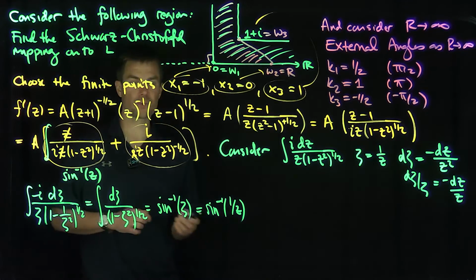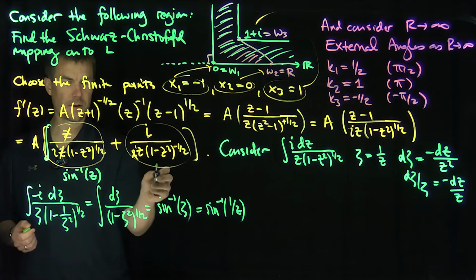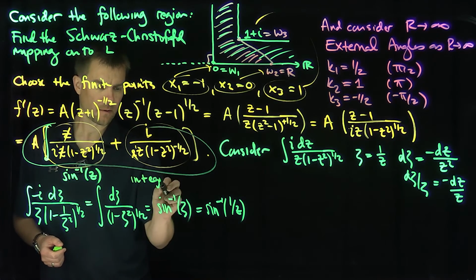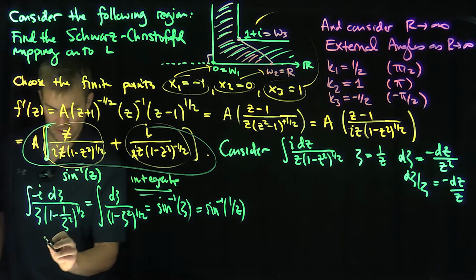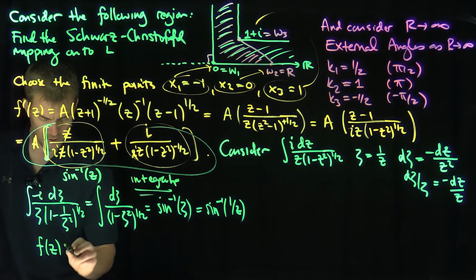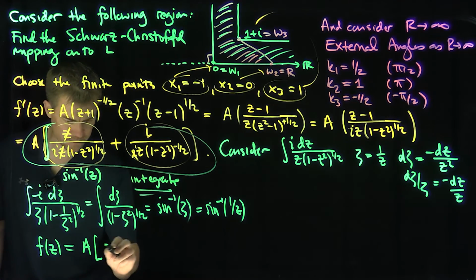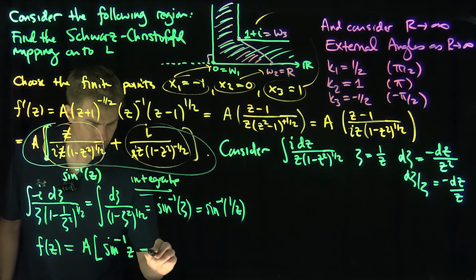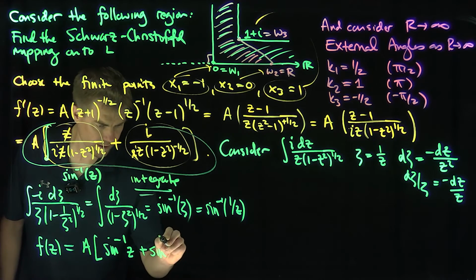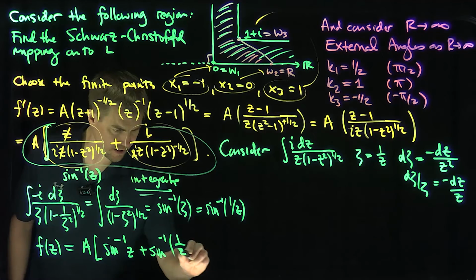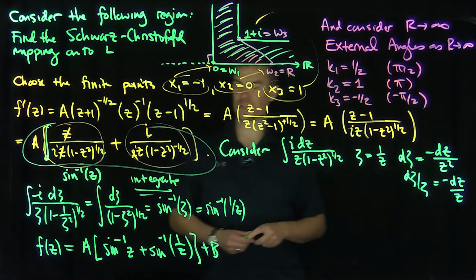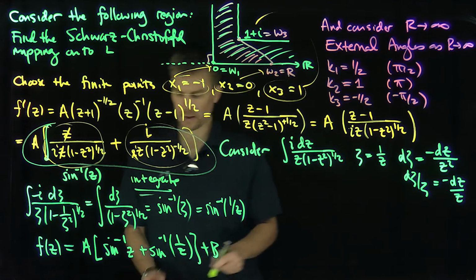Good. So now we have our Schwarz-Christoffel mapping, right? So I take this thing over here, and if we integrate, we get what f of z is. So f of z is a times sine inverse of z plus sine inverse of 1 over z plus another constant b is our mapping. And now I get to plug in the points and figure out what a and b are, right? So what are the points a and b?